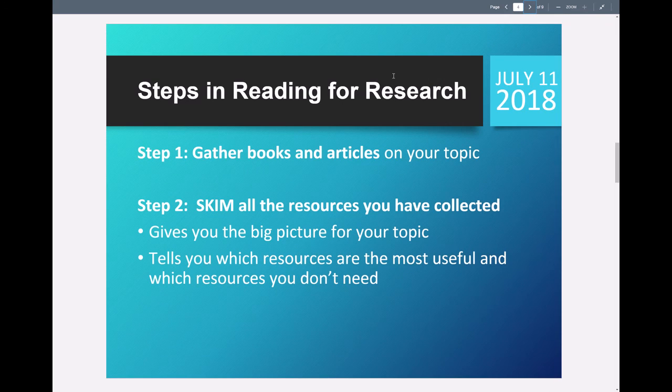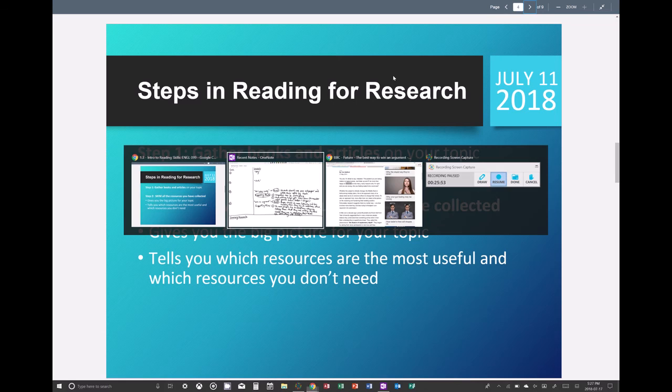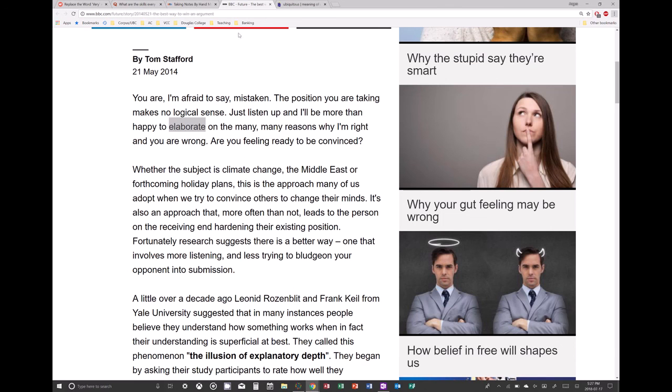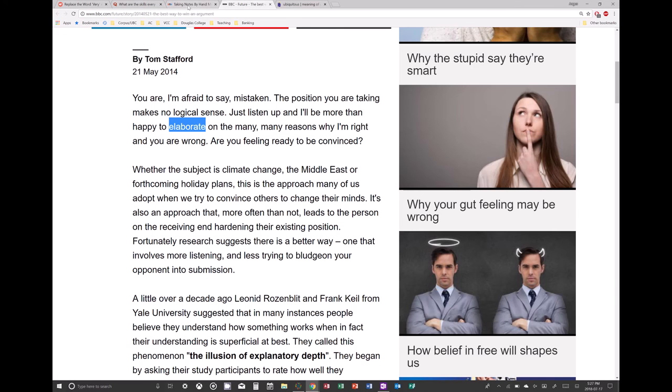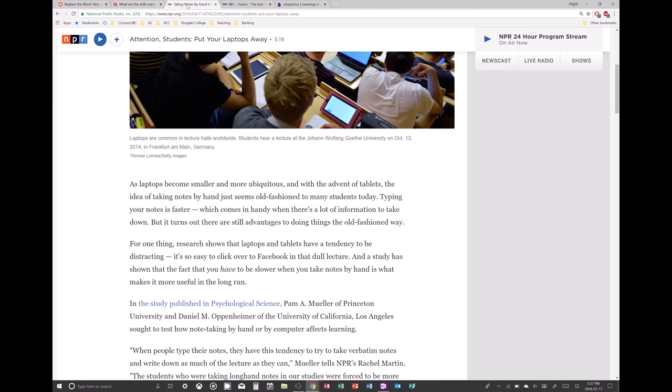So to review, here are the steps when reading for research that you can do and that helps you move from level 1 all the way to level 4. Step 1. Gather books and articles on the topic. Well, I've gathered the articles for me to read and take notes on right here. If you're using the internet, you can use tabs for this. Try not to have too many tabs at once.